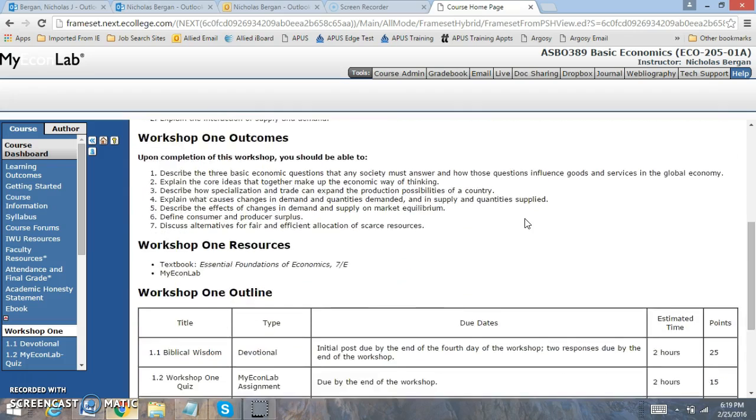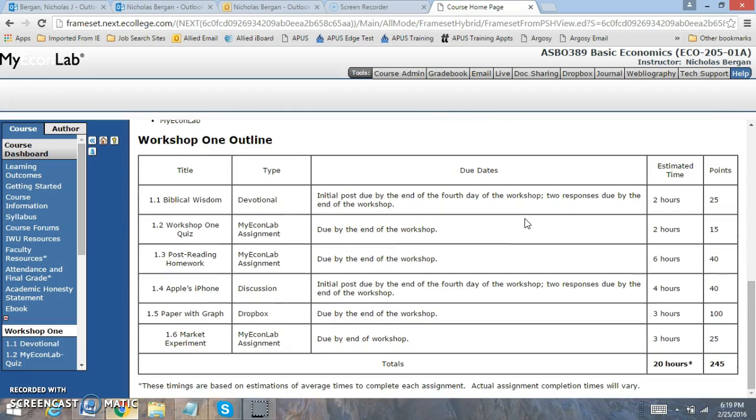So for this week, I want you to focus on the following. You're going to have your devotional, which will be due, as your initial post will be due by the 4th day, 2 responses by the end of the workshop. You have your workshop 1 quiz that's located in my Econ Lab. You have the post-reading homework. That'll be located in my Econ Lab. You should be reading chapters 1 through 4 and chapter 6.